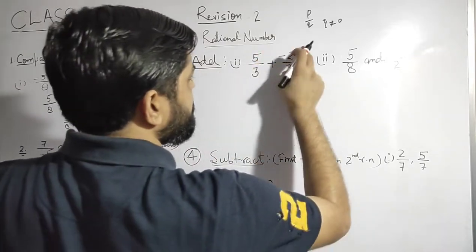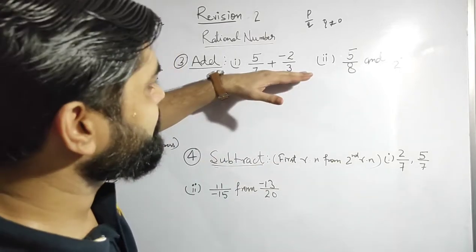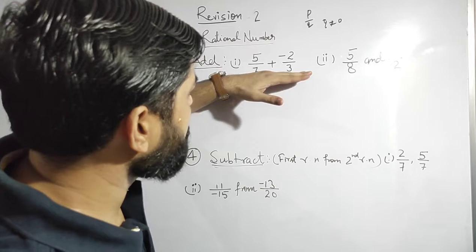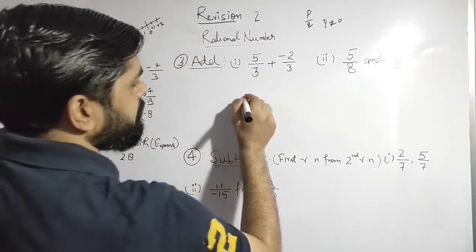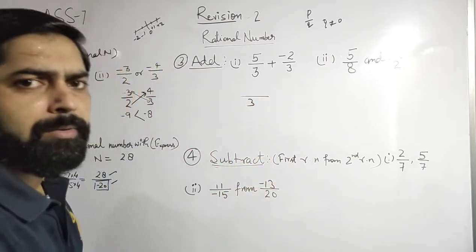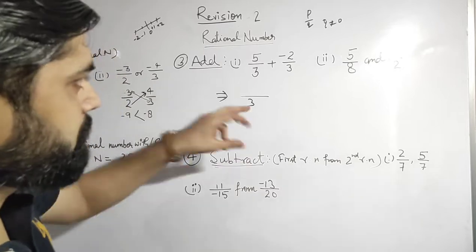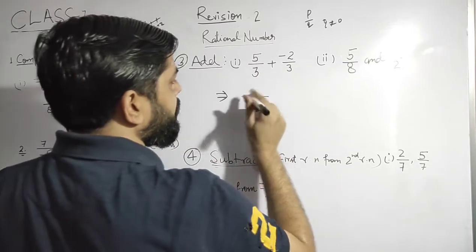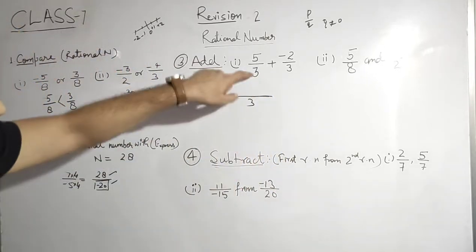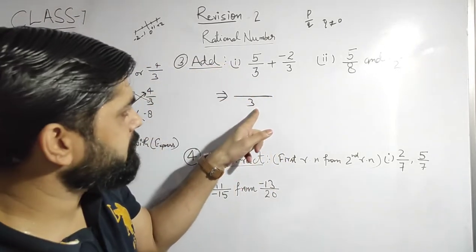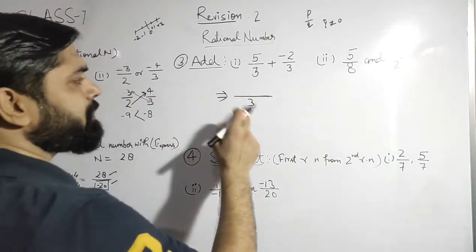So 5 upon 3 plus minus 2 upon 3. So what is given here? 3 in both. This is an equal denominator addition. So how can we add? The denominator is equal, so we can write the common denominator 3. Then we divide the common denominator by the denominator of the first rational number, and the second rational number likewise. So 3 ones are what we get?